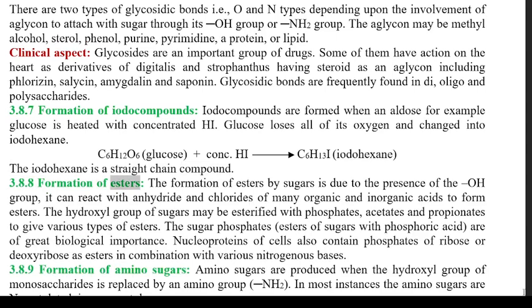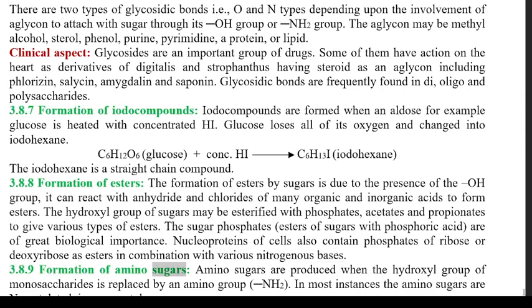3.8.8 Formation of esters. The formation of esters by sugars is due to the presence of the OH group. It can react with anhydrides and chlorides of many organic and inorganic acids to form esters. The hydroxyl group of sugars may be esterified with phosphates, acetates, and propionates to give various types of esters. The sugar phosphates, esters of sugars with phosphoric acid, are of great biological importance. Nucleoproteins of cells also contain phosphates of ribose or deoxyribose as esters in combination with various nitrogenous bases.